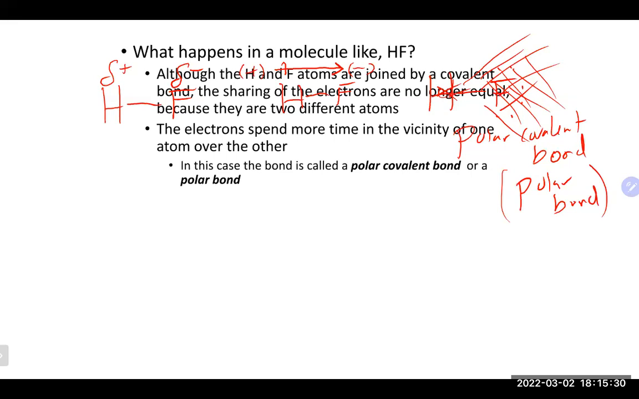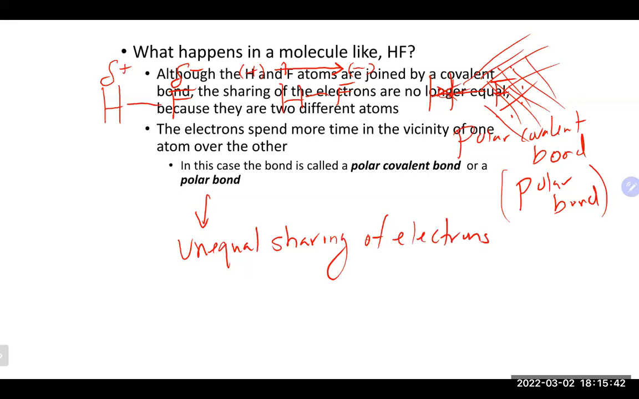So a polar covalent bond, or a polar bond, is a result of unequal sharing of electrons. The unequal sharing of electrons results in some charges being developed here: a partially negative charge on the side that the electrons are going towards, and a partially positive side where the electrons are moving away from.